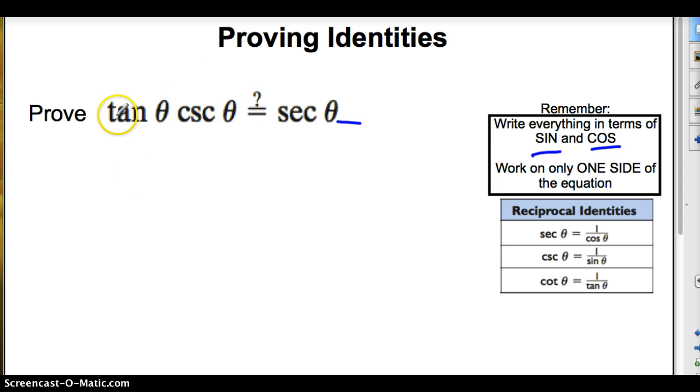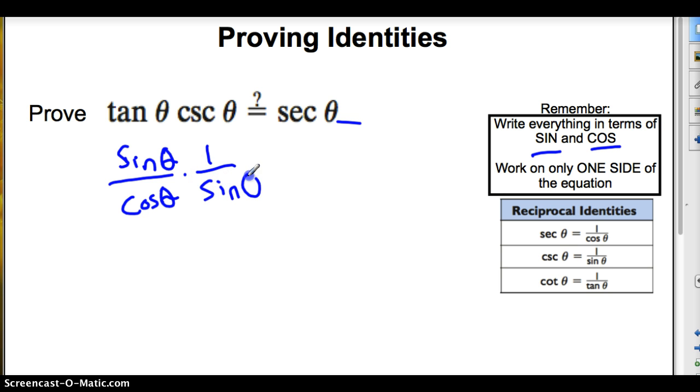So what I know is this. Tangent is equal to sine over cosine. So sine theta over cosine theta is the same thing as tangent. That's just one of the identities, right? Cosecant we know is 1 over sine theta. That's another one of the identities, okay? And we're just going to leave this like this, secant theta, okay?